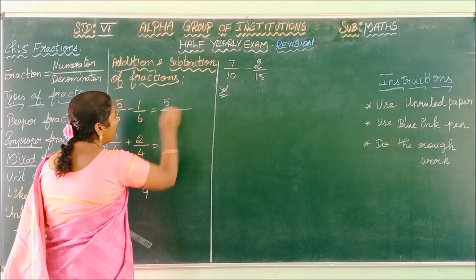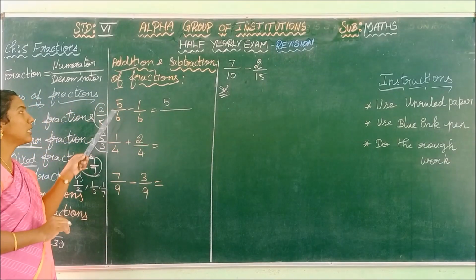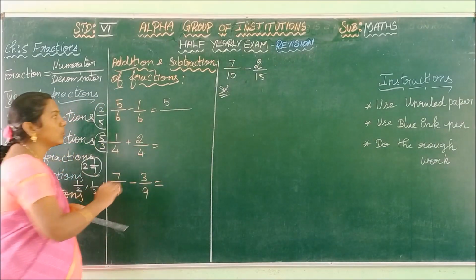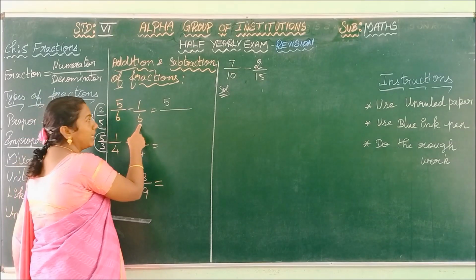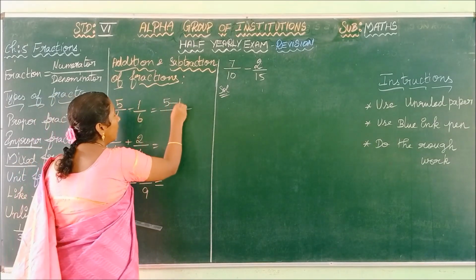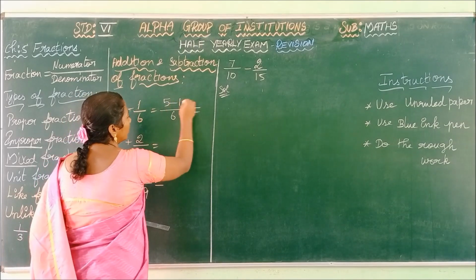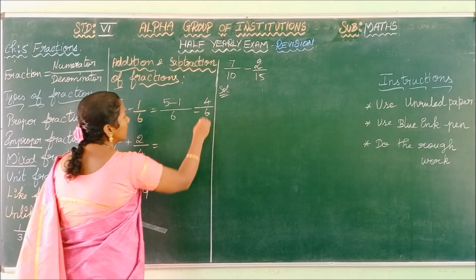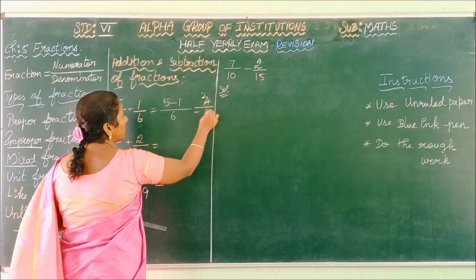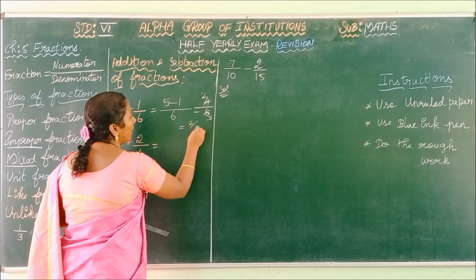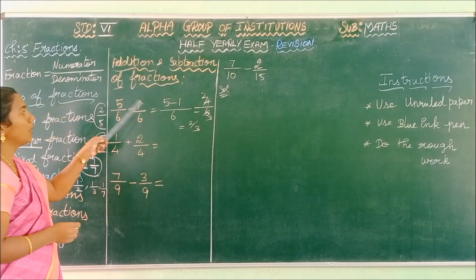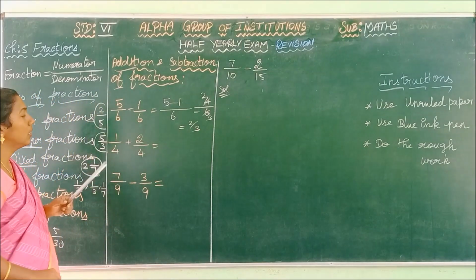How can you subtract like fractions? By subtracting their numerators. You have to subtract only the numerator. Don't subtract the denominator. So 5 minus 1 by 6. What is the answer? 5 minus 1 is 4, so 4 by 6. You can also cancel it, 2 times, 3 times, using the 2 tables. So your answer is 2 by 3.